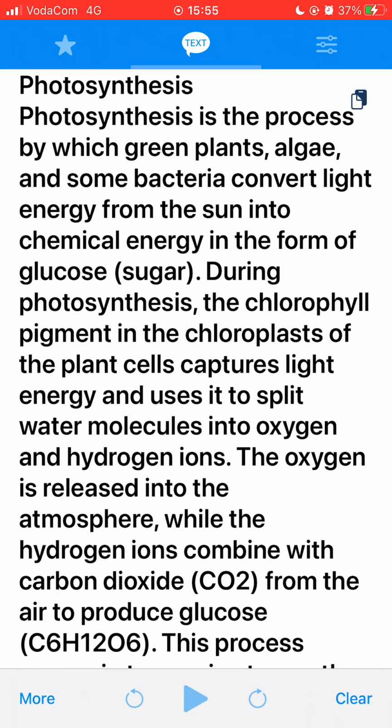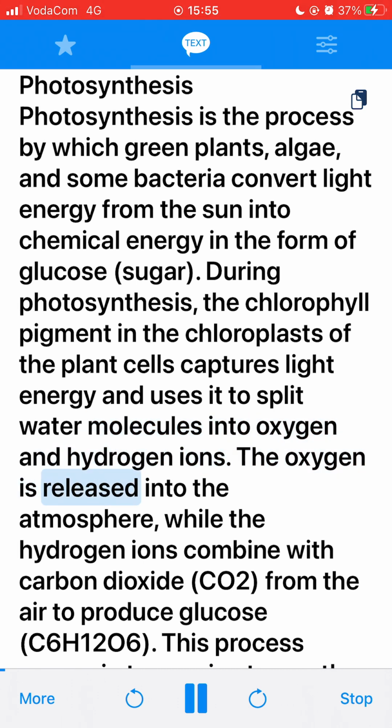Photosynthesis. Photosynthesis is the process by which green plants, algae, and some bacteria convert light energy from the sun into chemical energy in the form of glucose, sugar. During photosynthesis, the chlorophyll pigment in the chloroplasts of the plant cells captures light energy and uses it to split water molecules into oxygen and hydrogen ions.